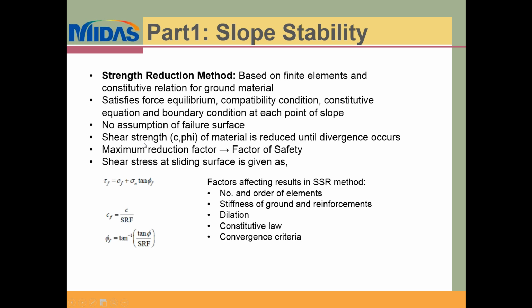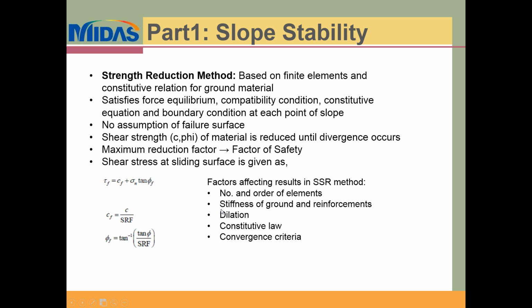In this method, the strength of the material, which is described in terms of c, the cohesion, and the internal friction angle, is reduced until divergence occurs in the model. The factor by which the material strengths are reduced is your factor of safety. It is described in this expression here, as you can see. The final cohesion and friction angle are described in terms of the initial cohesion and friction angle divided by the factor of safety.